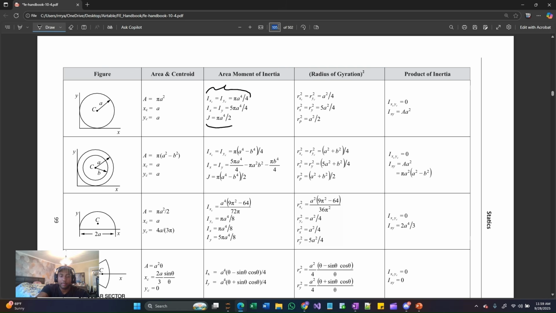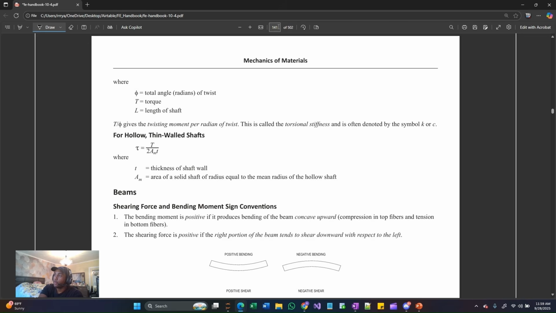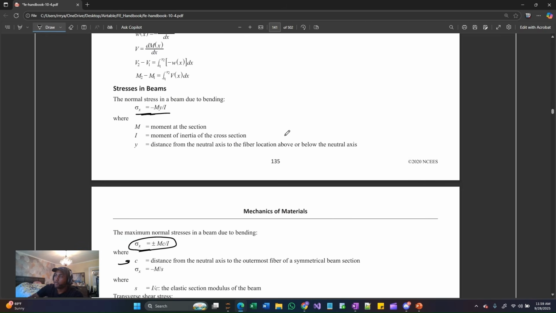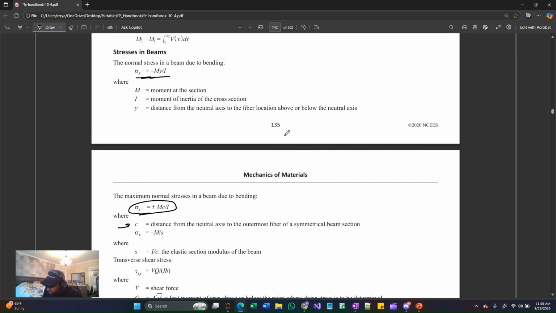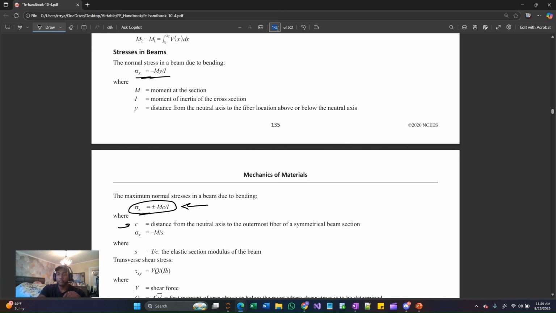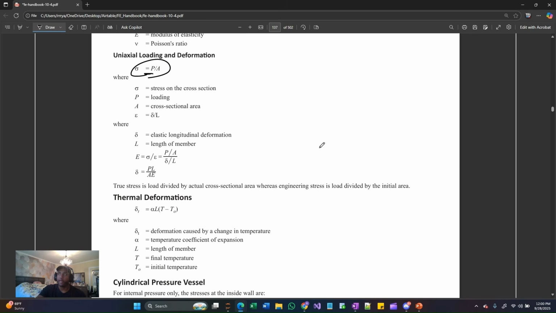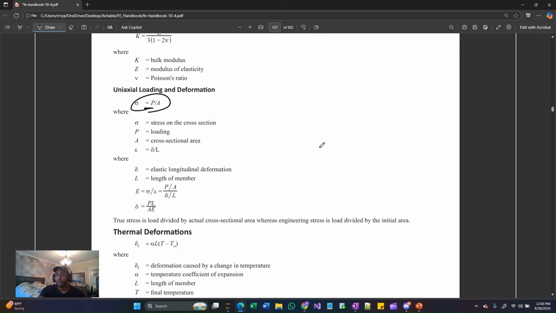Now, let's go ahead to some of the stresses that we were using here inside of our hook. We had the stresses in the beams. Specifically, we were looking at the max normal stress due to bending, and we use that Mc over I term. And we also had the uniaxial case, which is on page 136. Now on page 131, you can see for the uniaxial case where we had that P over A that we added to our Mc over I.